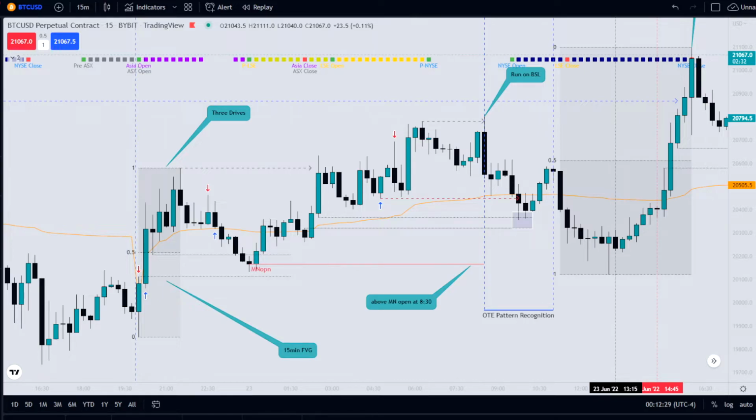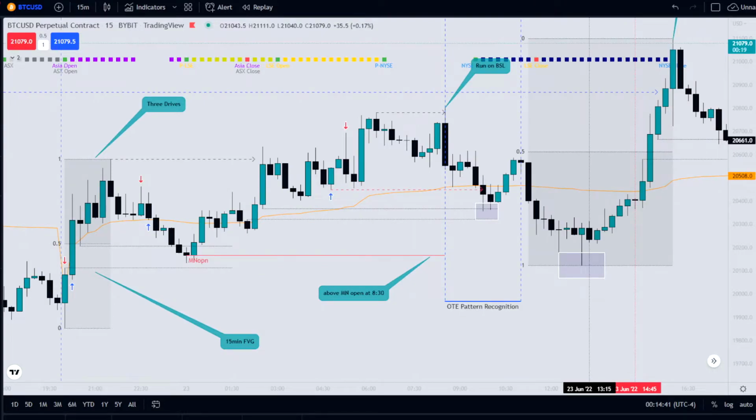So you'll see here at 11, that's when our OTE pattern recognition and time period ends, and we wait for the next setup. I'd like to draw everyone's attention now to the afternoon session, which for me begins at 14:45. Because we were above the midnight open at 8:30 and the swing low created in the morning session was not the low of the day, for me this is considered bullish. So I'm looking for higher prices into the afternoon.